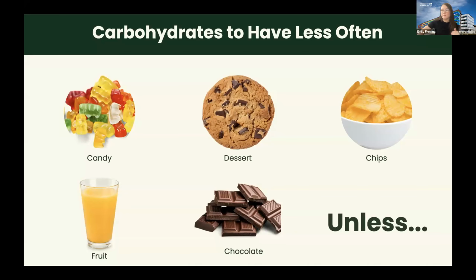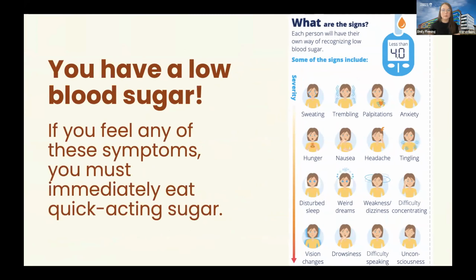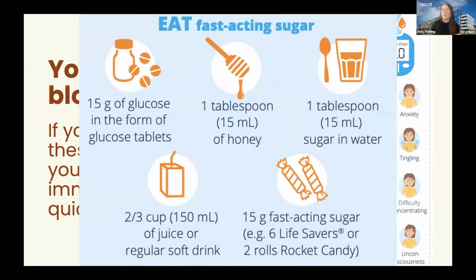So you'll see on the bottom right screen, I put unless. So there are some times where we may want some of these quick acting sugars. Especially if you're taking insulin when you have gestational diabetes, you are at higher risk for a low blood sugar. So if you find that you're feeling sweaty, trembling, anxiety, palpitations, any of those symptoms on the screen, you really want to test your blood sugar. If it's below 4, then we need to have, oh, it didn't come on the screen there. Oh, perfect. Some of that quick acting sugar.